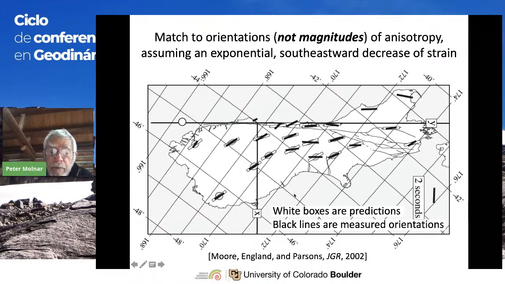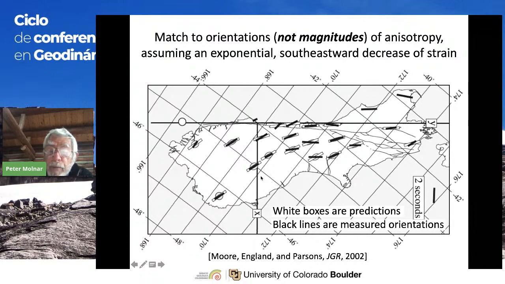But what this shows, the black lines are the measured orientations of shear wave splitting, and you'll notice that they're pretty nearly parallel to the Alpine Fault. This black line across here is not quite parallel to the Alpine Fault. It's parallel to relative plate motion. The Alpine Fault trends along here. And so these orientations are nearly parallel to plate motion. But as you go farther and farther away, the strain should be smaller, and the orientations of the shear wave splitting, the black lines, are shown here as these orientations changing.